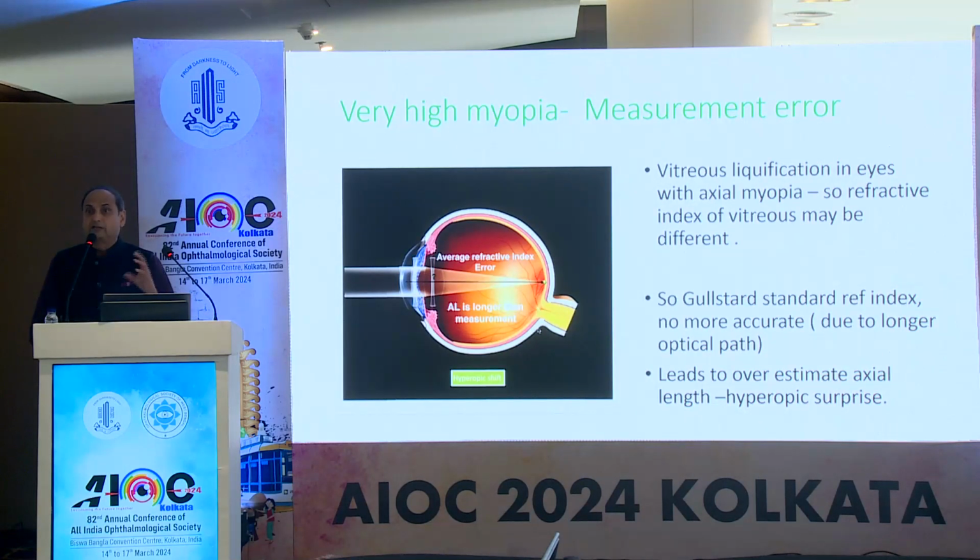Because of the liquefaction in the pockets, the gold standard refractive index is no more accurate. We are understanding more and more about this vitreous also. It leads to overestimation of the axial length, and you can understand that overestimation of axial length leads to a lower power, and because of that we will have a hyperopic surprise, which is the first thing we should never have. Well, none of the cataract surgery should end up with a hyperopia. I believe everybody agrees to that.